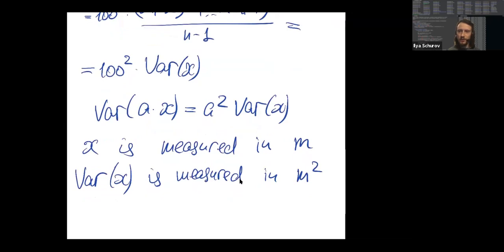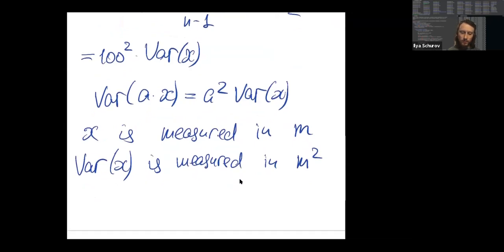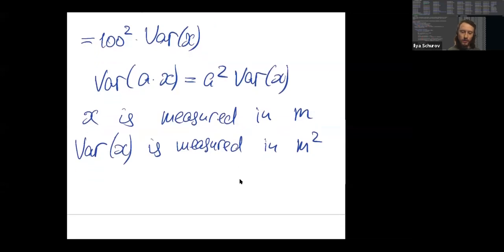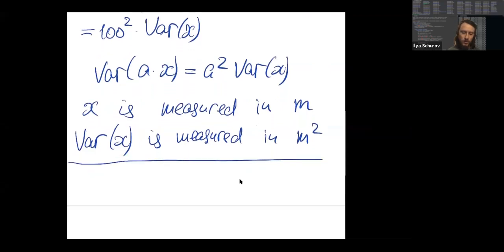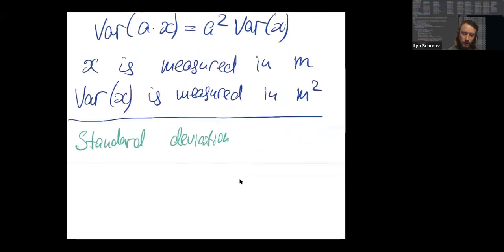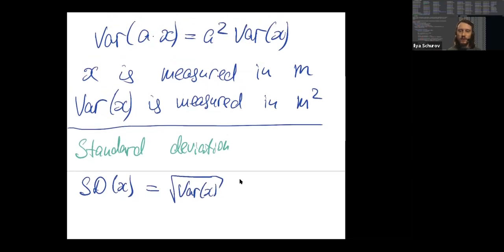So variance has different units of measure, and this can be a problem sometimes. And so instead of variance, sometimes people use a different and a little bit more intuitive measure that is called standard deviation. Standard deviation, often abbreviated as SD, is just the square root of variance. It basically conveys the same information as variance, but numerically adjusted to have the same units of measure.